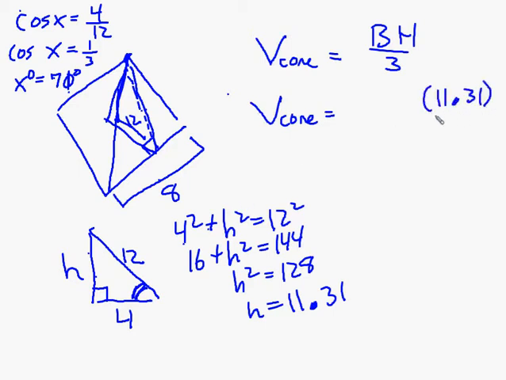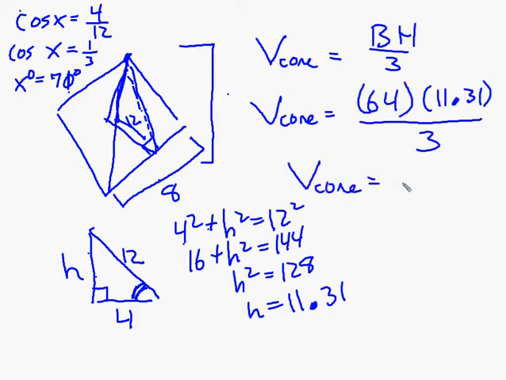Anyone confused why that's my big H? That's my actual height of this pyramid. It is not the slant height. We'll divide that by 3. Now, what's big B? 64. It is 64 because it's the area of a square. So what's the volume of this cone?